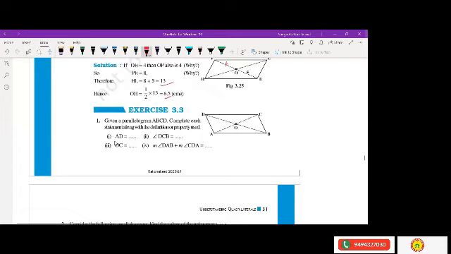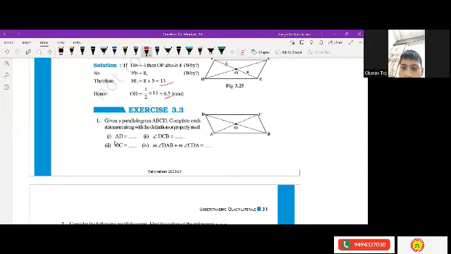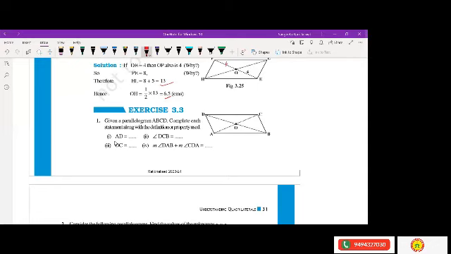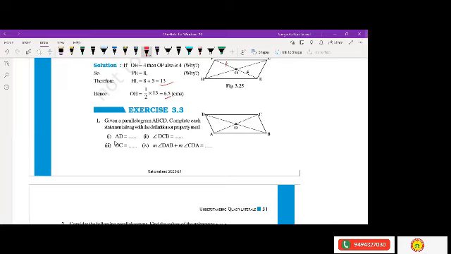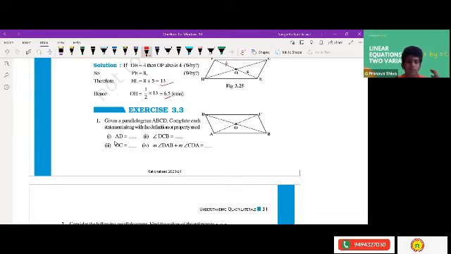Okay, let's see another example. Given a parallelogram ABCD, complete each statement along with the definition or property used. Now using those properties and definitions, you just have to fill in these places. So AD is equal to which side? In a parallelogram, we said opposite sides are equal. So that is BC. Opposite sides of the parallelogram are parallel and equal.